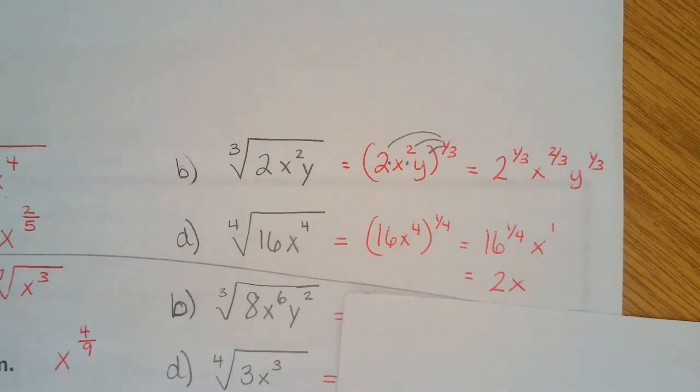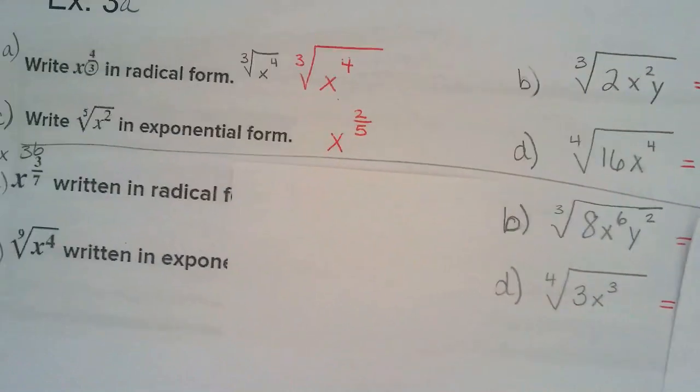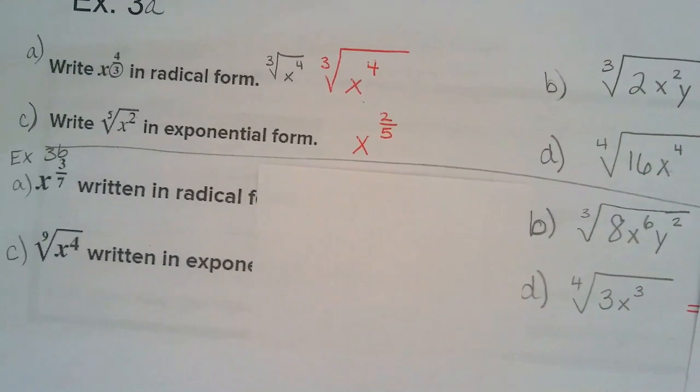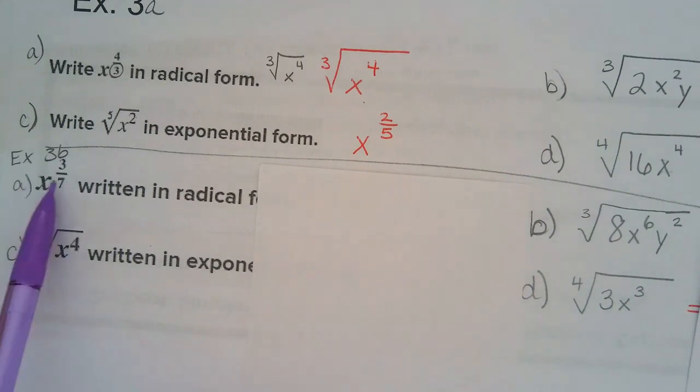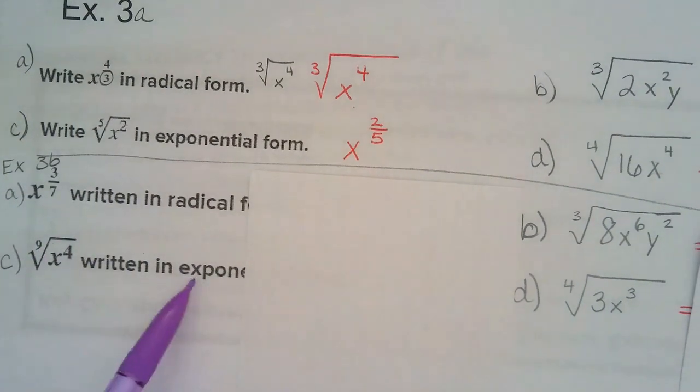Okay, let's have you pause the video and see if you can do these guys. So you're just switching their order, going in the opposite direction of how it's written. So this one is in rational exponent, so write it in radical. This has a radical, so write it with an exponent.